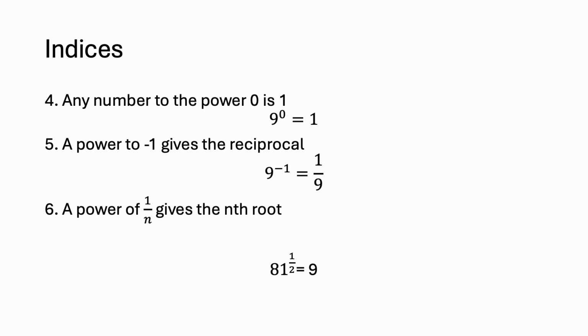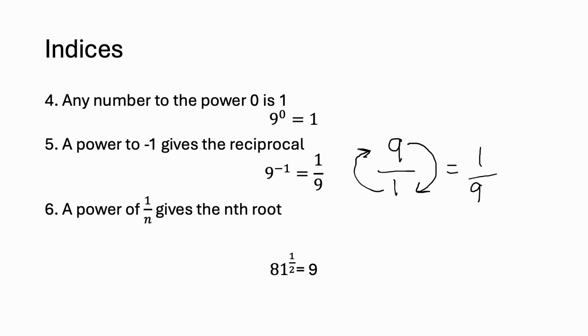A power of negative 1 gives a reciprocal. Reciprocal means you essentially flip. So 9 to the power of negative 1 is essentially 1/9. Because when you do the reciprocal, 9 is the same thing as saying 9 over 1. And when you flip, 9 goes down here and the 1 goes up there. So that's how we get 1 over 9.